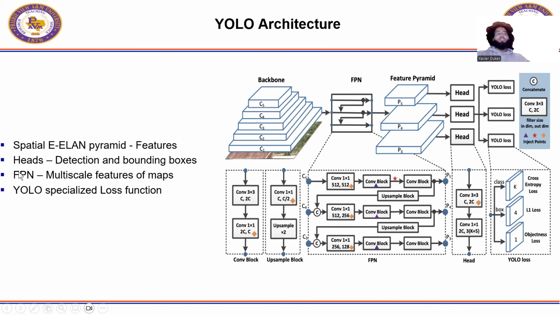Moving on to the YOLO architecture, you have the spatial EELAN pyramid, which is a feature pyramid. You have the three heads for detection and bounding box coordinates. You have the feature pyramid network, and then the YOLO specialized loss function, which we'll get into a little bit later.